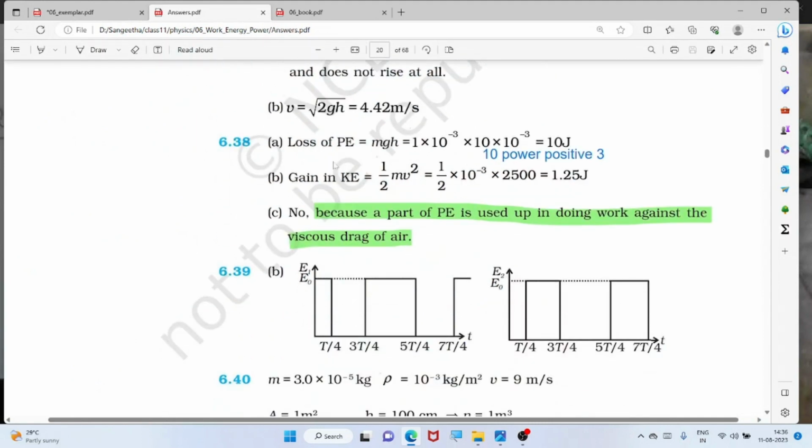We see the loss of potential energy and the gain in kinetic energy. The total energy mgh is the potential energy. The gain in kinetic energy will be half mv square. Now both are not the same, because part of the potential energy is used in doing work against the viscous drag of the air resistance. The loss of potential energy should be the same as the kinetic energy, but in this case it is not because of the air resistance.